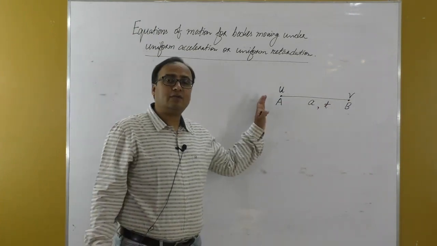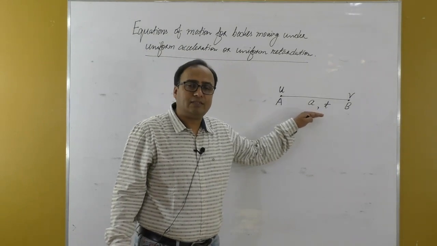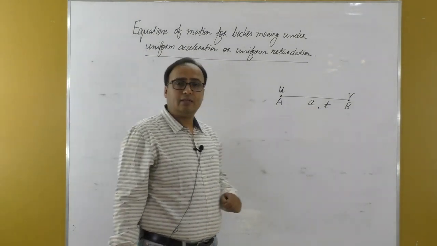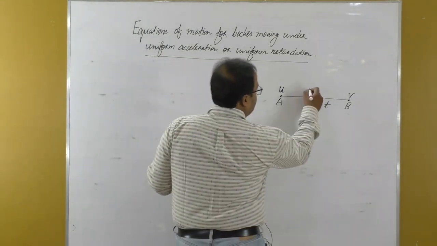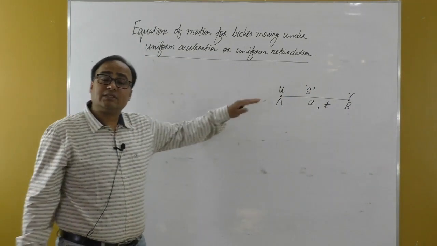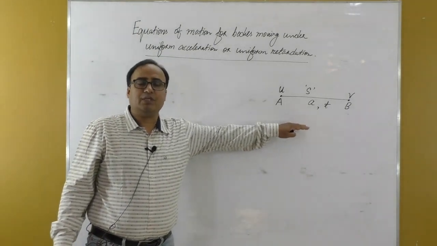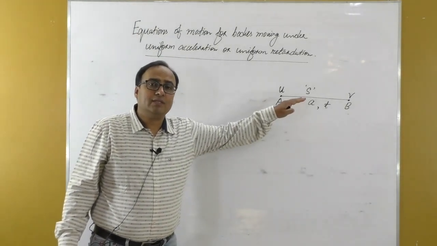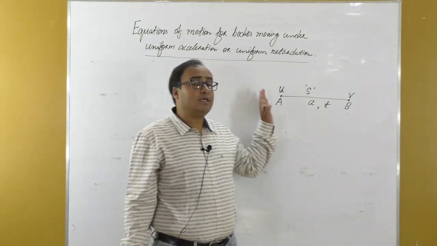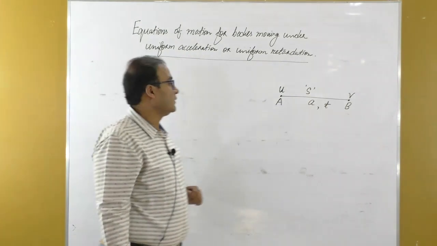So what is the initial velocity u? What is the final velocity v? What is the acceleration? Uniform acceleration a, and the time taken t. Let s be the distance covered. So this is a perfect situation where we can apply the three equations of motion. Here a body is moving under uniform acceleration. That means the body's speed, velocity keeps on increasing.